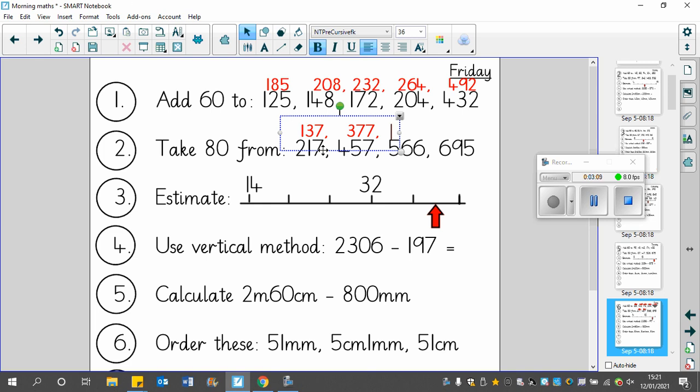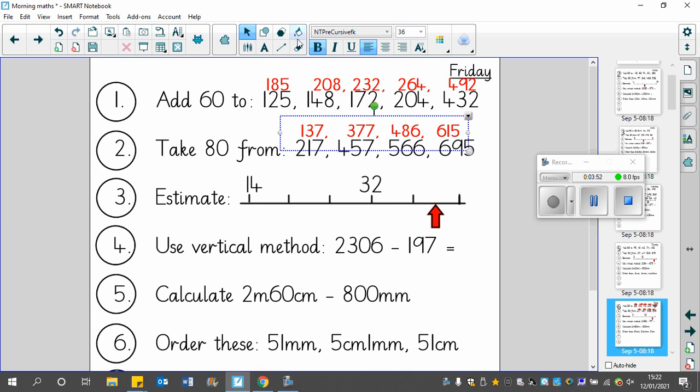Okay, now 566. So we take away 80. Well, 560 take away 80. Now let's do this in two parts. 560 take away 60 is 500. Take away another 20 is 480. So 480, and the ones don't change again, so we have 486. And then finally 695. Why do we always have the easiest ones at the end? 695. Well, 90 take away 80 is 10, so therefore it's 600 and 10 and 5 in the ones column, 615.